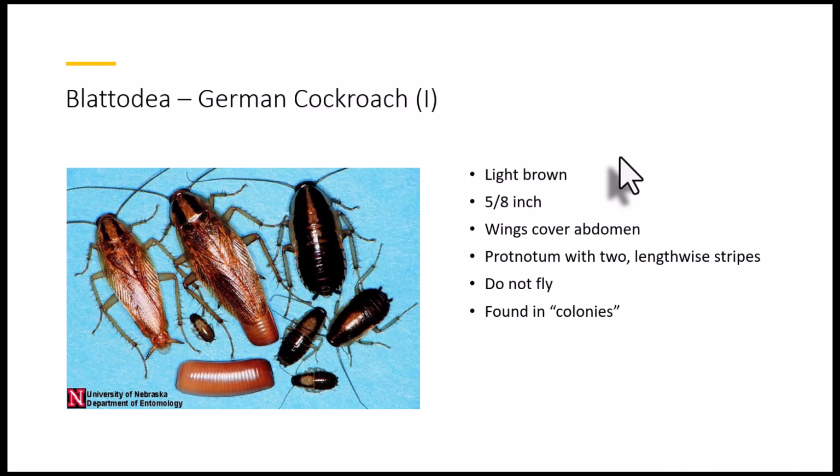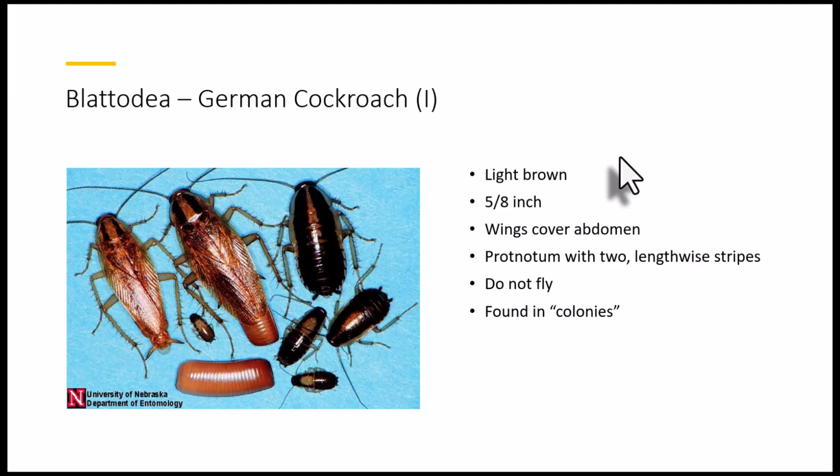The German cockroach needs to be known by intermediate and seniors. Juniors do not need to know this cockroach. This is a much smaller cockroach. It's light brown in color. It's only about 5/8 of an inch. It does have wings, but they don't use them for flight.